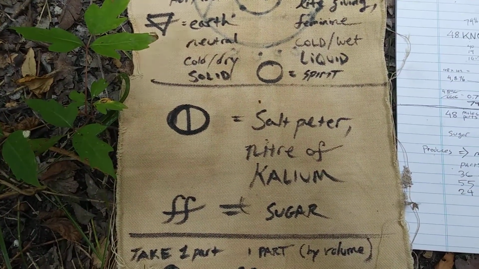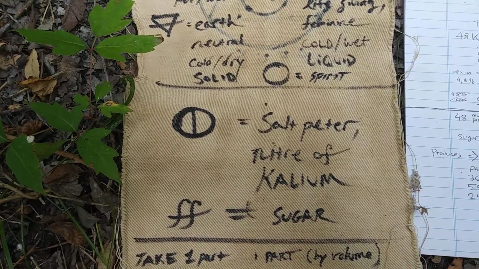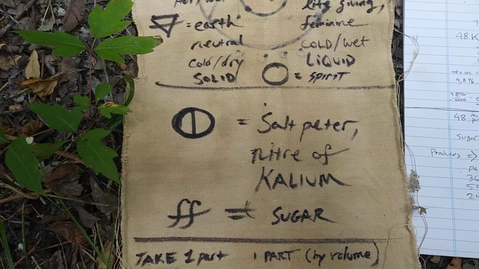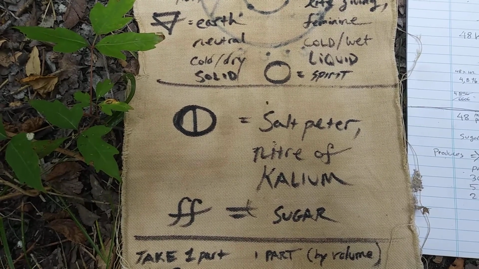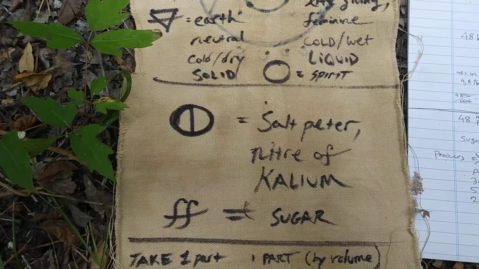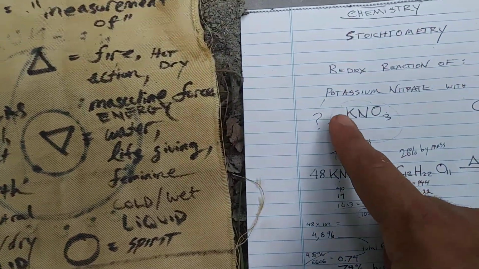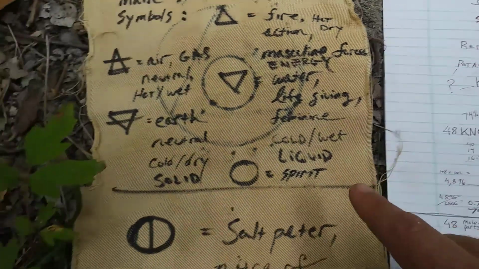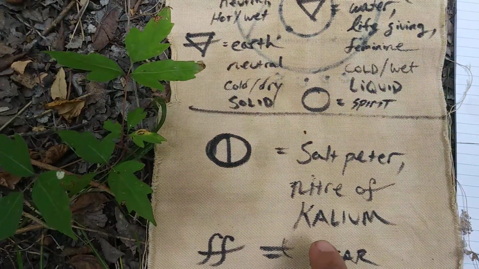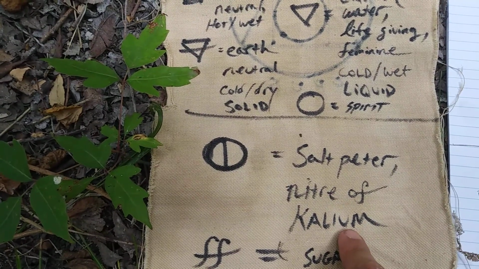Saltpeter. Ah, that's the symbol. And look what it's called. Nitre of kalium. Kalium. How do you say that? Well, I don't know, but it explains the K in this symbol here. And in fact, kalium is the original name for potassium.